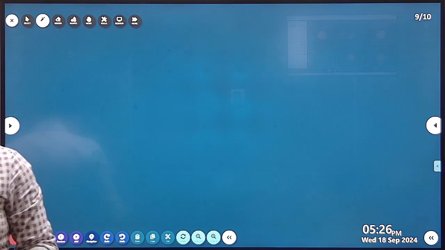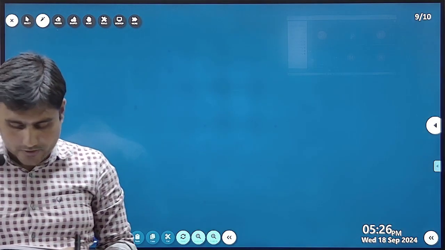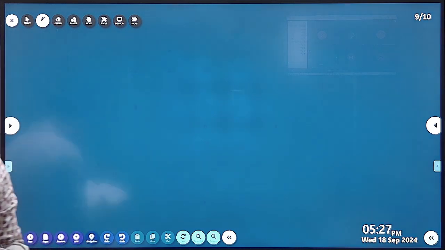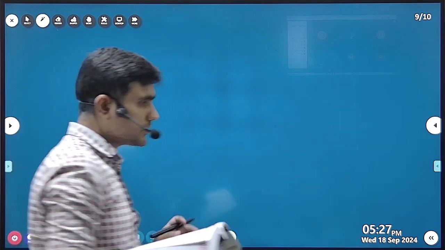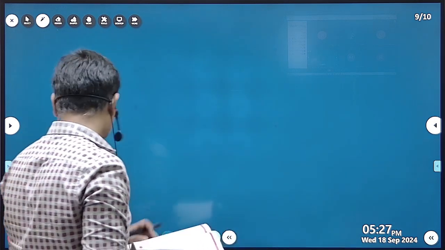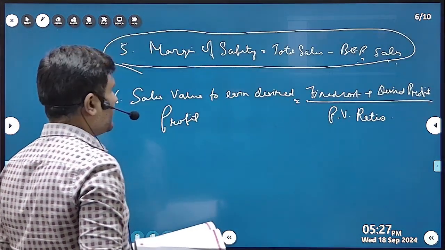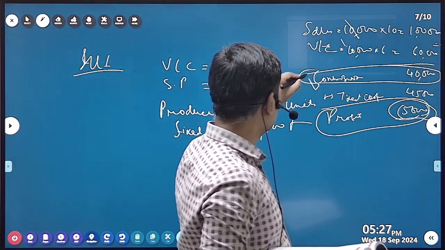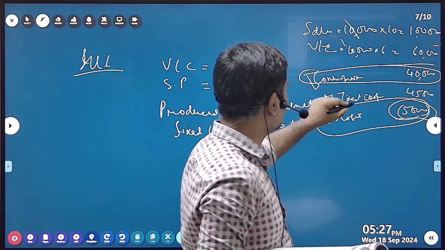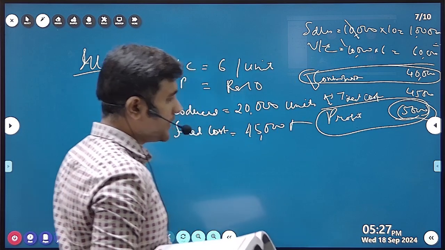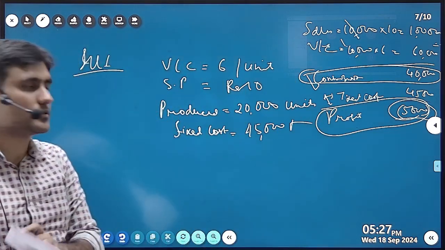Fixed cost is recovered from contribution. Variable cost is charged to production. Fixed cost is recovered from contribution. In this example we saw that we found out the contribution and then we recovered the fixed cost from the contribution to find out whether we are at profit or loss.